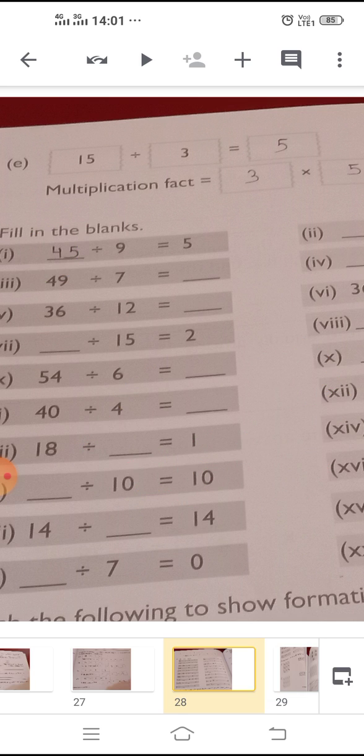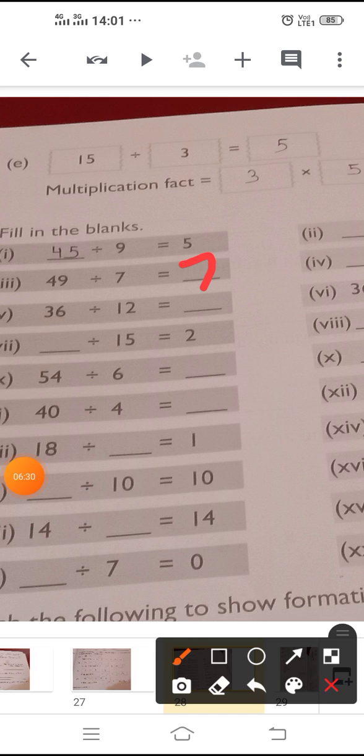Next, 49 divided by 7. You know very well that will give you 7. Next, you will do on your own. Next part also, dash divided by 15 is equal to 2. That also you will do.